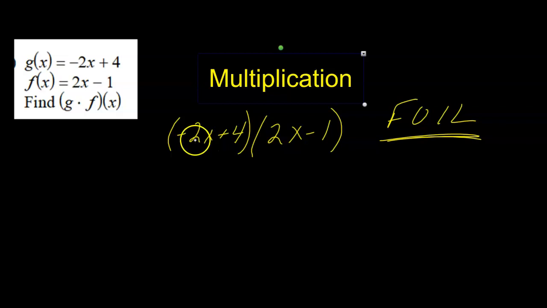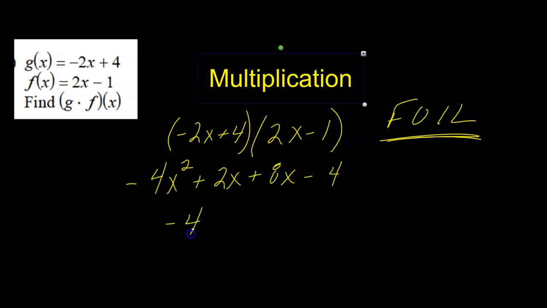So you're going to do your negative 2x times your positive 2x and get negative 4x squared. Negative 2x times negative 1 is going to give me a positive 2x. 4 times 2x is 8x. And then 4 times negative 1 is negative 4. And then just combine your like terms. And again, we didn't have anything to plug in, so this is our answer.